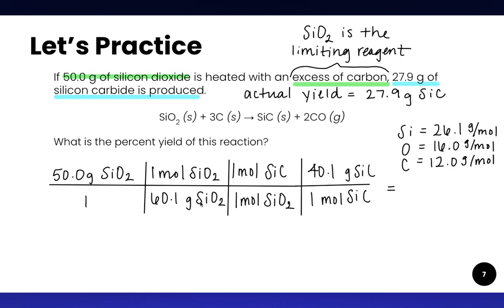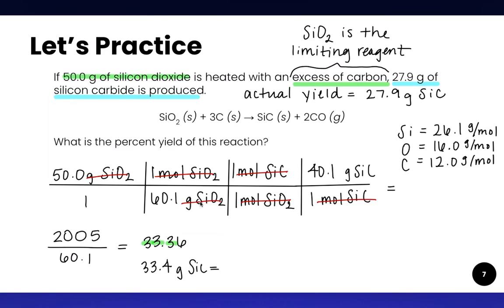So when you multiply everything on the top and everything on the bottom, you will end up with 2005 divided by 60.1. Checking our units. And then finishing the math. Okay, so this gives 33.36, but I can only use 3 significant figures, so 1, 2, 3, the 6 will actually affect that. And our final answer is 33.4 grams, which is equal to the theoretical yield.